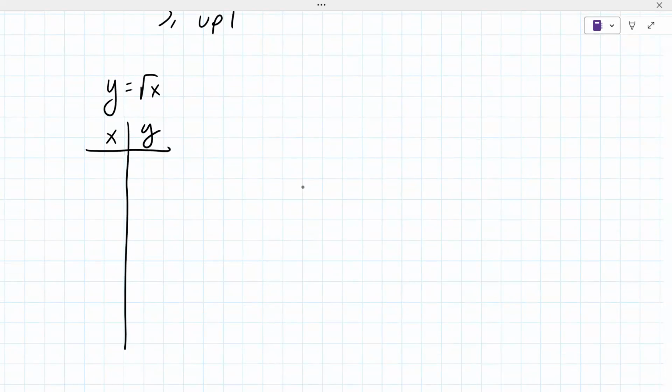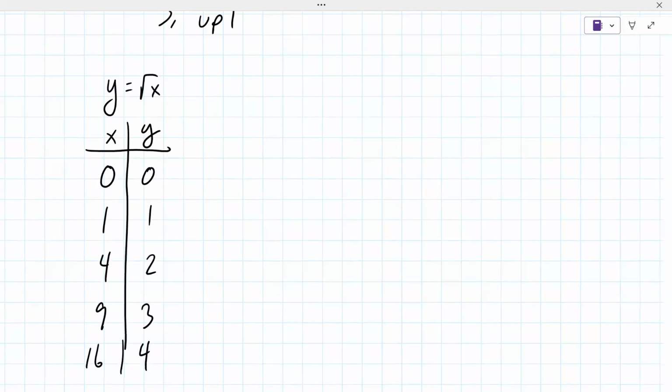Like what values can you take the square root of? All right. Square root of 4. Square root of 9. Smaller. Give me smaller. 1. Okay. So this is like your parent function.